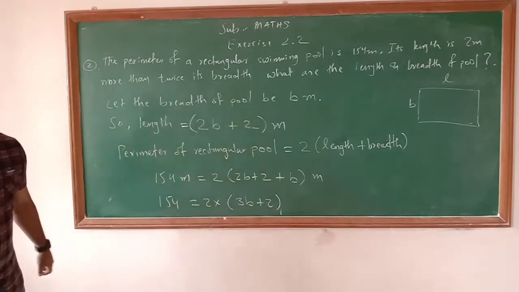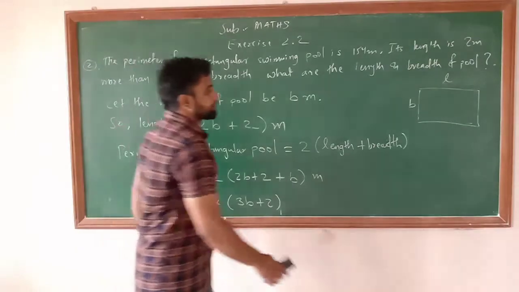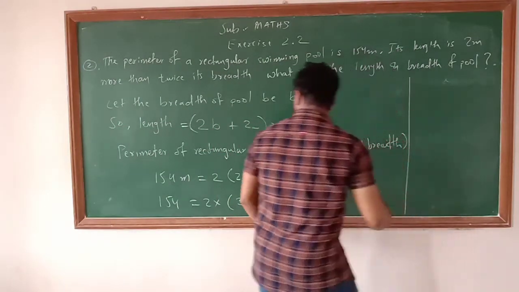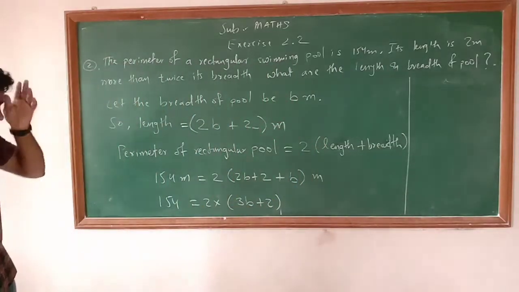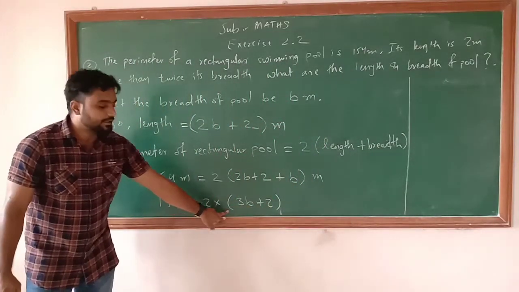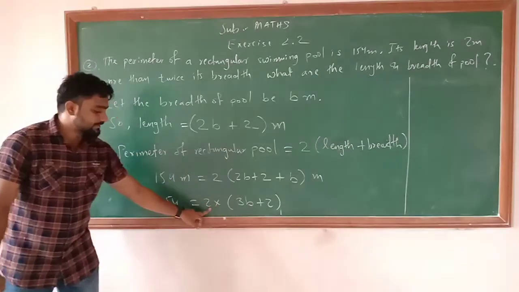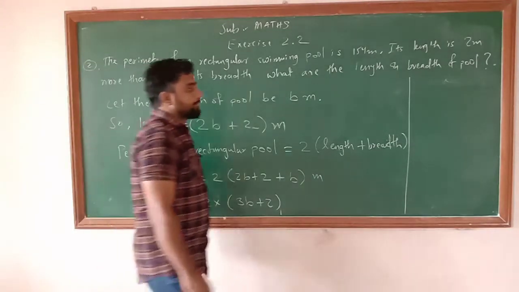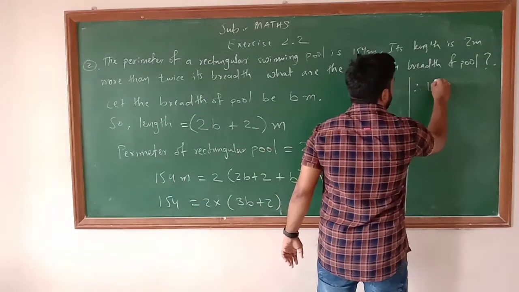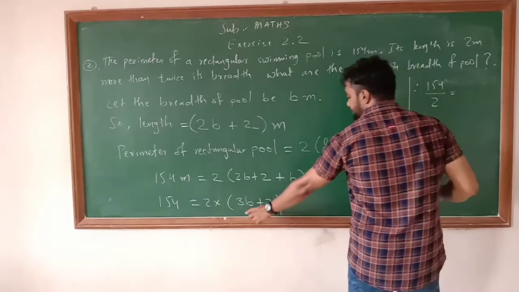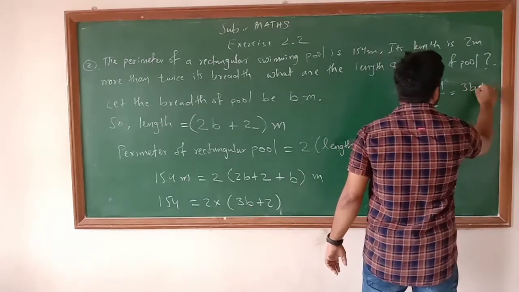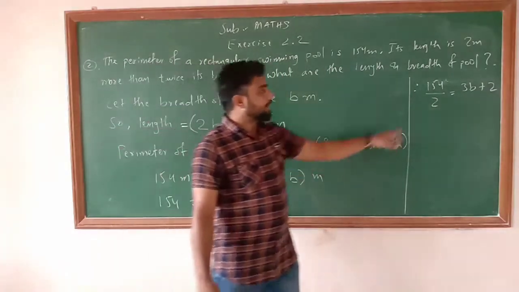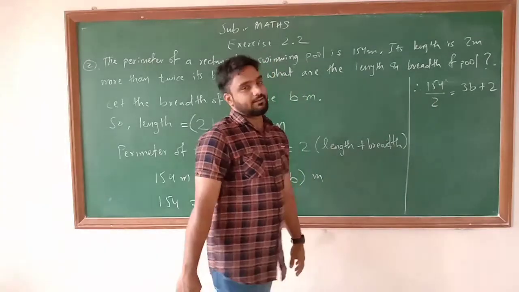Okay. Now just see here how you can simplify this one. Here 2 is in multiplication with this term. If you want to change the side of 2, it will go in the denominator of RHS. So 154 upon 2, that will give how much in the remaining bracket? 3b plus 2. Okay. Now by dividing 154 by 2, or you can use the cancellation method also.